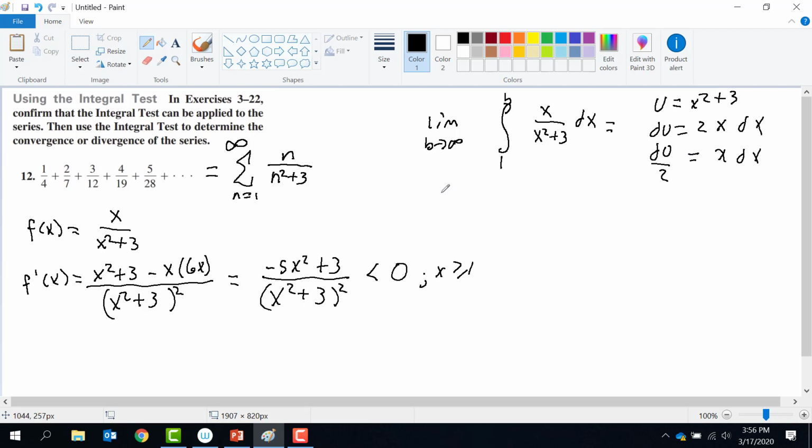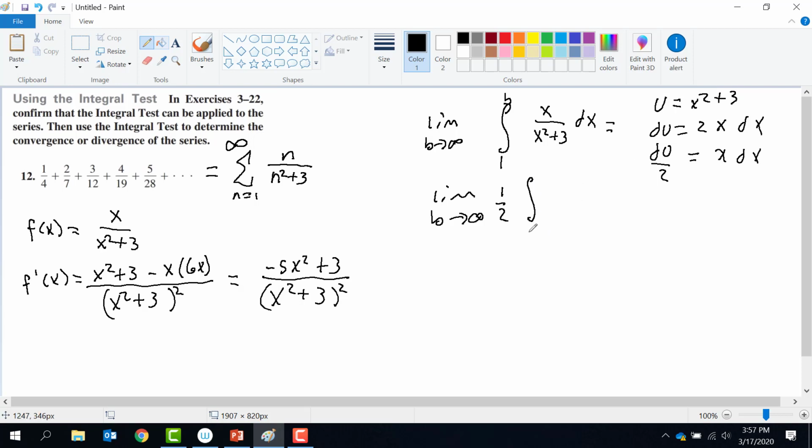And so then this improper integral becomes the limit as b goes off to infinity of, and so then the x dx becomes du over 2. We bring the 1/2 out.